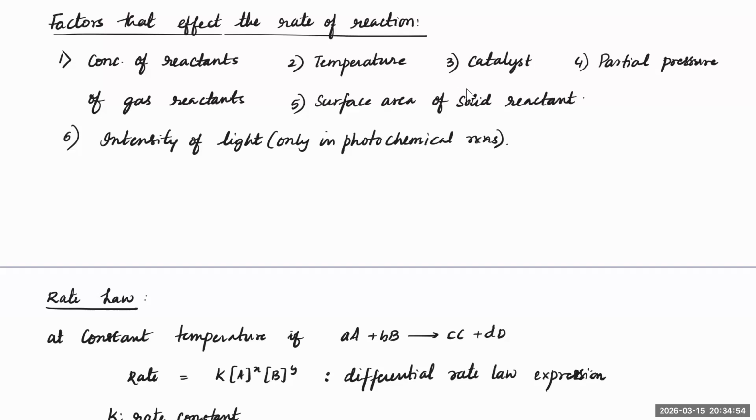Check it out. What are the factors that affect the rate of reaction? The first is the concentration of the reactants, whether solutions or gases. Then temperature. Catalyst will also influence the rate. Partial pressure of the gas reactants, if given, will be influential. Surface area of the solid will also influence the rate. And intensity of light, especially in photochemical reactions.